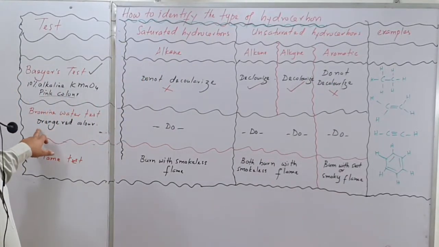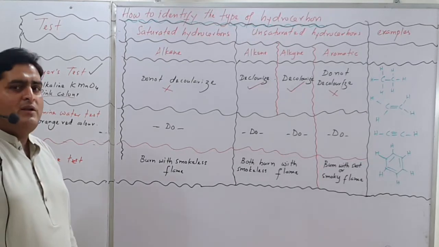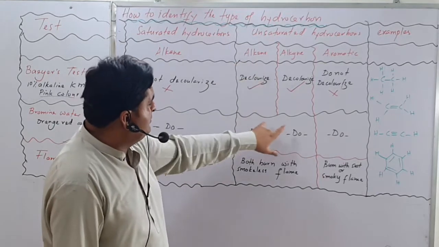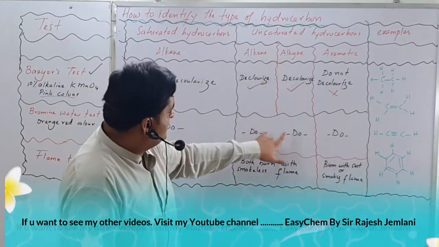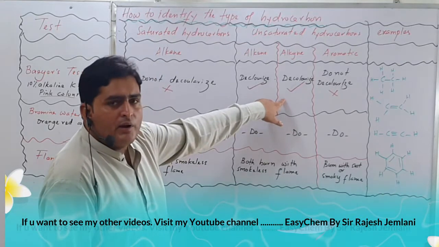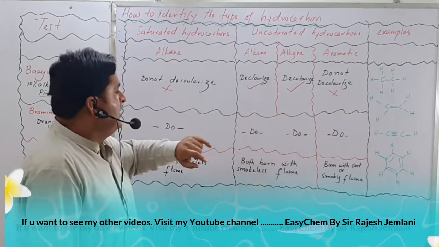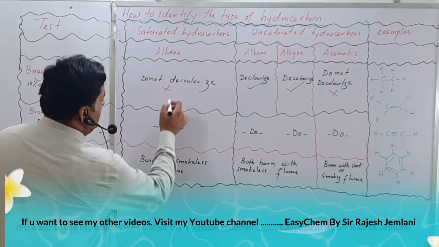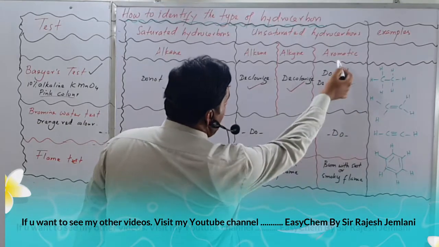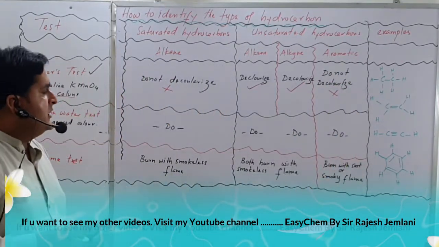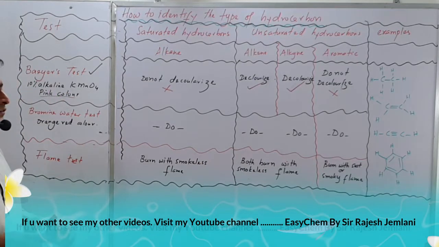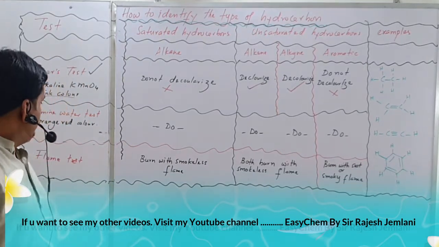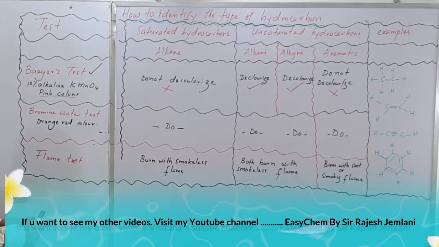The next reagent is the bromine water test. Bromine water has an orange red color. Same reagents, same type of alkenes and alkynes: both alkenes and alkynes do decolorize the orange red color of bromine water, but alkanes do not decolorize, and aromatic compounds also do not decolorize the orange red color of bromine water.